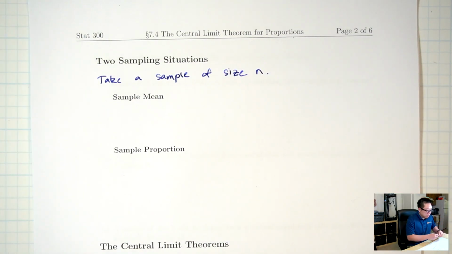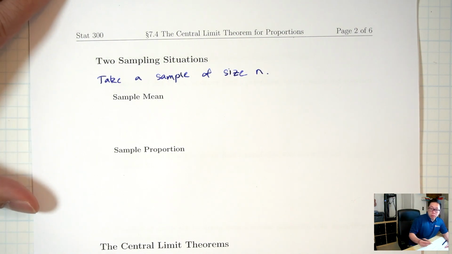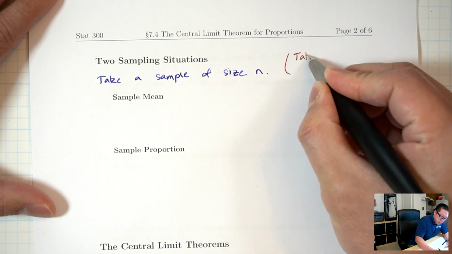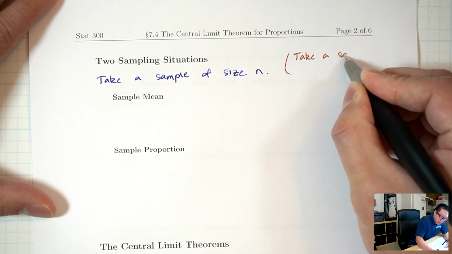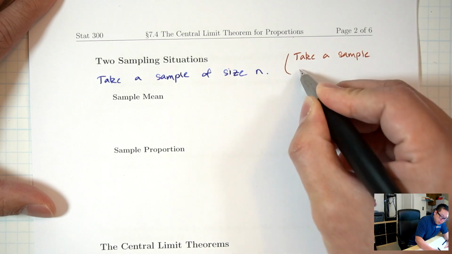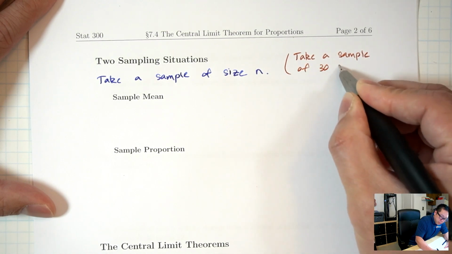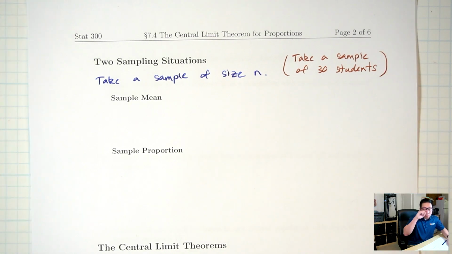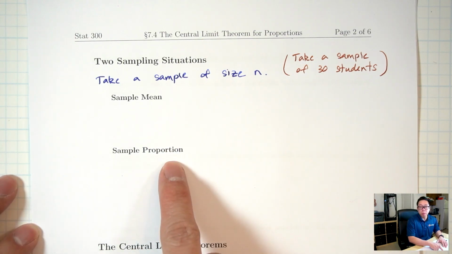And to be concrete about this, let me give you an example here. Let's say we take a sample of 30 students. Now, what do you do after you have these 30 students? Well, there's two main things you can do. You can either find the mean or you can find the proportion.